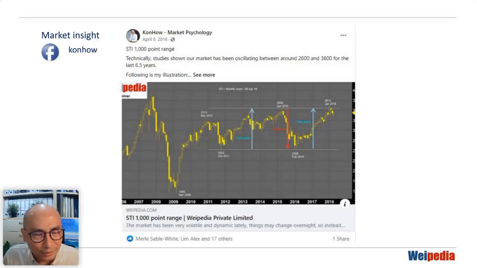This is an article that I posted on my Facebook page in April 2018, where I discussed that the Singapore market is in this income stage, in this 1,000 point range. It may not be a bad thing, provided you're not passive. If you're passive, I hope that today I bring some light to your understanding that the Singapore market you just have to manage very, very differently.